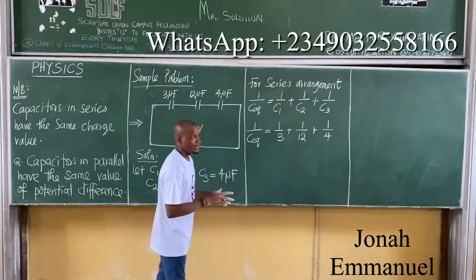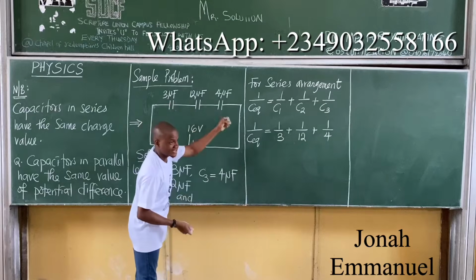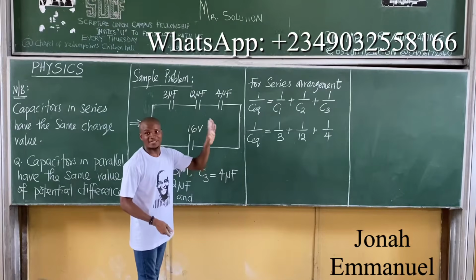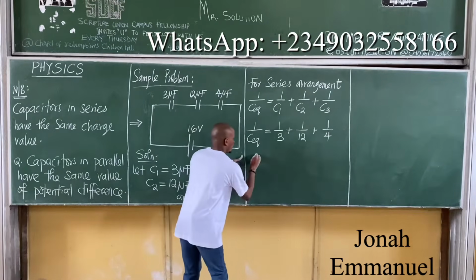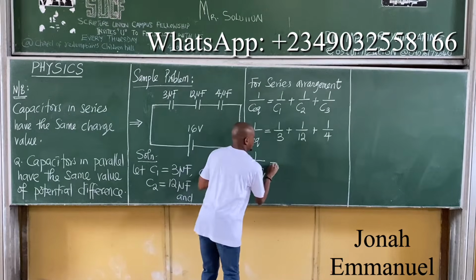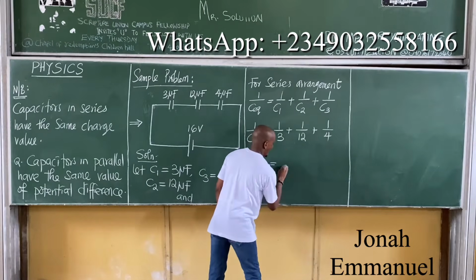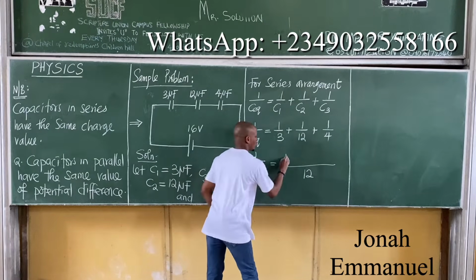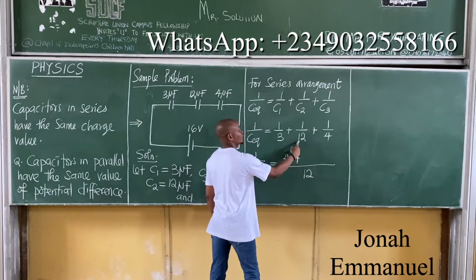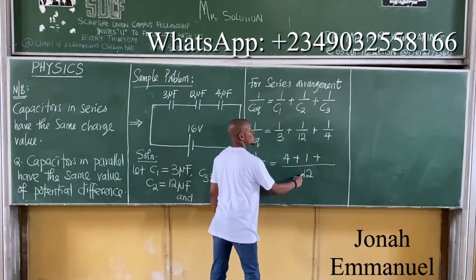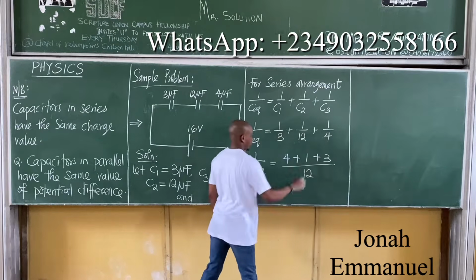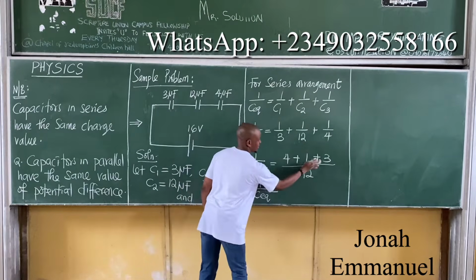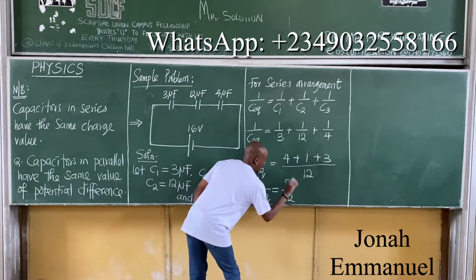The reason why I am omitting units is because the units are the same. If your units are not the same, please convert first. So I have 1 over CEQ, with 3, 12, 4. My LCM is 12. 12 over 3, 4 times 1, 4, plus 12 over 12, 1 times 1, 1, plus 12 over 4, 3 times 1, 3. So I have 1 over CEQ equal to 8 all over 12.